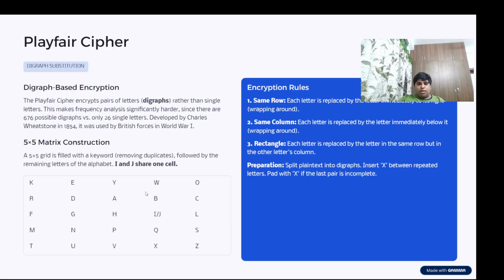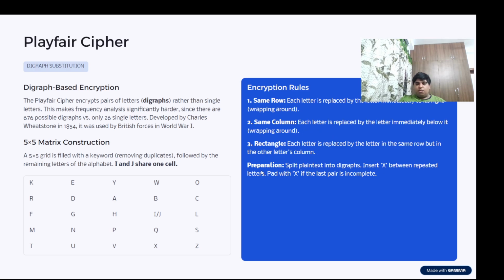The ciphering technique can be better understood if we go through its encryption rules. The encryption rules are divided into three different rules: same row, same column, and rectangle. Same row means that each letter is replaced by the letter immediately to its right, wrapping around. For same column, each letter is replaced by the letter immediately below it. And third is the rectangle rule, in which each letter is replaced by the letter in the same row but in the other letter's column.